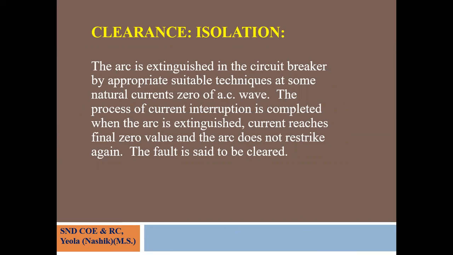Clearance and isolation. The arc is extinguished in the circuit breaker by an appropriate technique or the dielectric material which is used as the arc quenching medium at some natural current zero of the AC wave. The process of current interruption is completed when the arc is extinguished. Current reaches final zero value and the arc does not restrike again. The fault is said to be cleared.